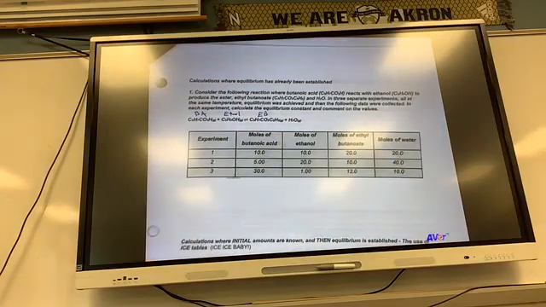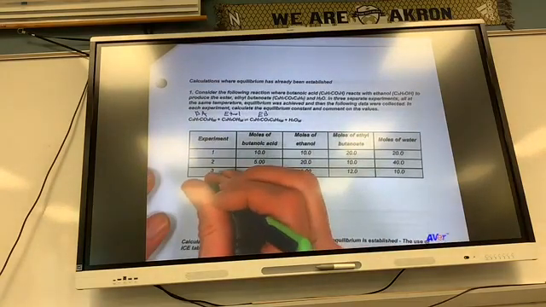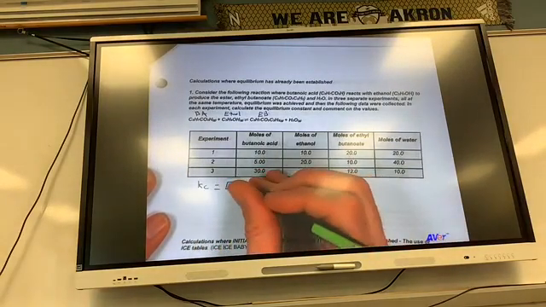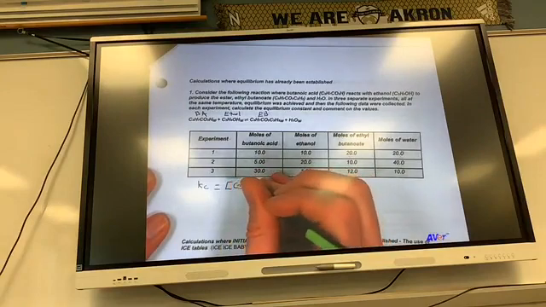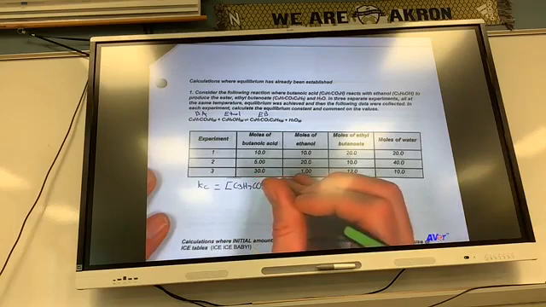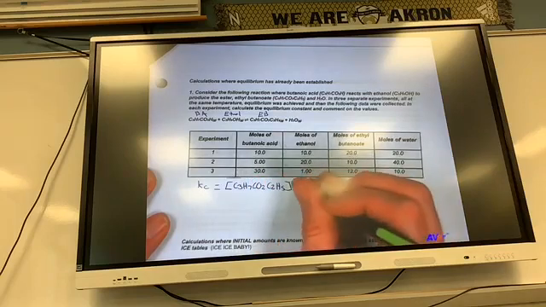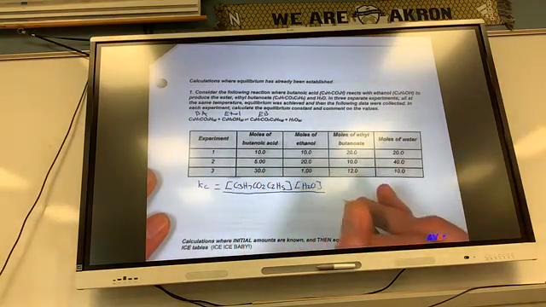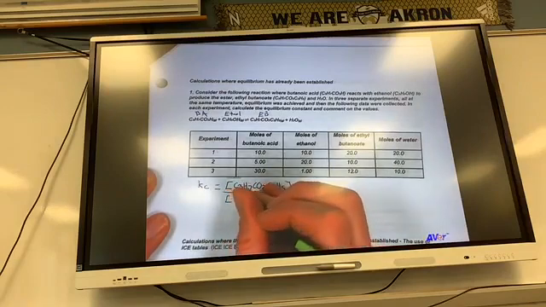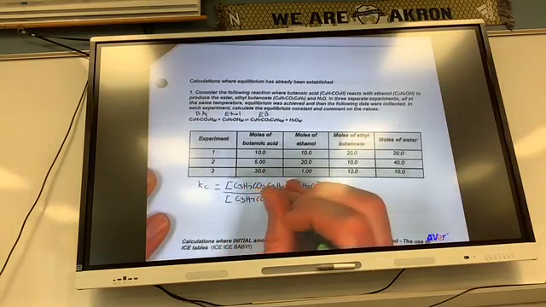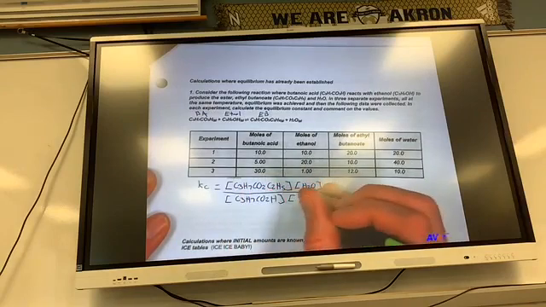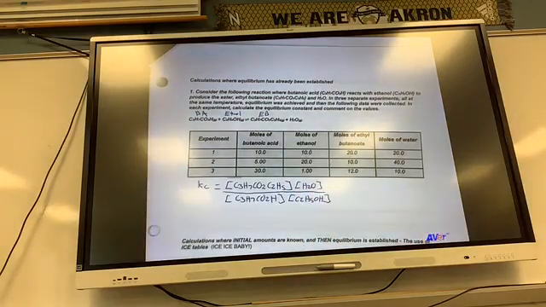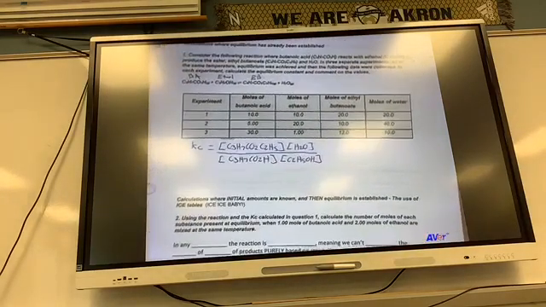So, I need to write a K expression. Kc is going to equal the concentration of C3H7CO2C2H5 times the concentration of H2O over my reactants, the concentration of C3H7CO2H times the concentration of C2H5OH. So there's my K expression.